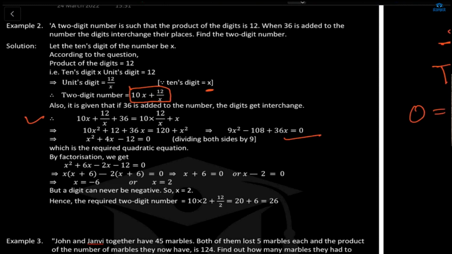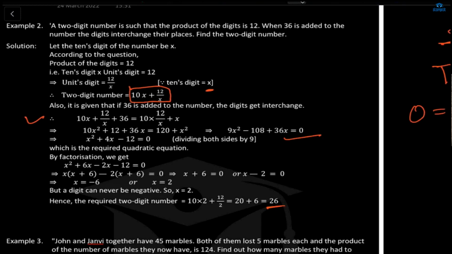So we are not going to take the value of x as a negative number, because the ones place in a 2-digit number will not have a negative number. So we are going to take the positive value, because a digit can never be negative. So x is equal to 2, and according to that, the number will be 26. Understood? The main part is what you are assuming and when you are forming the equation. Once you have formed the equation, nothing will go wrong. The main step is when you are forming the equation.